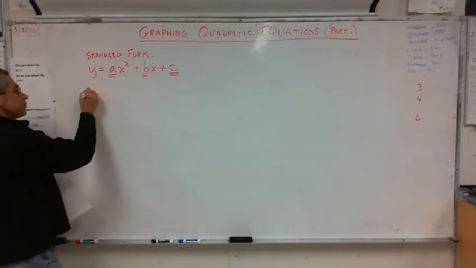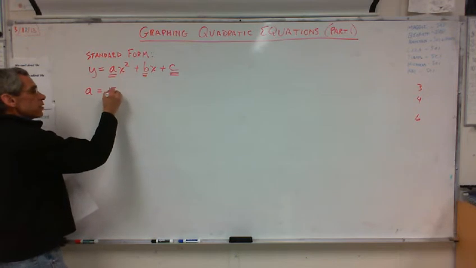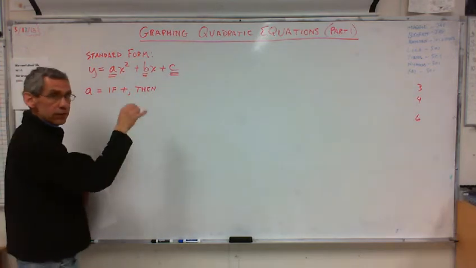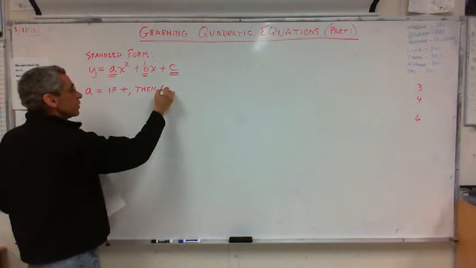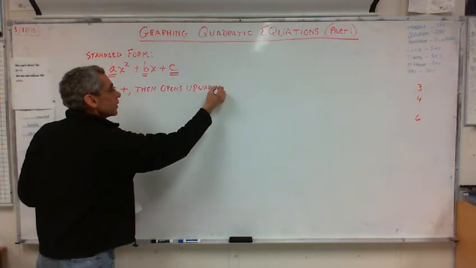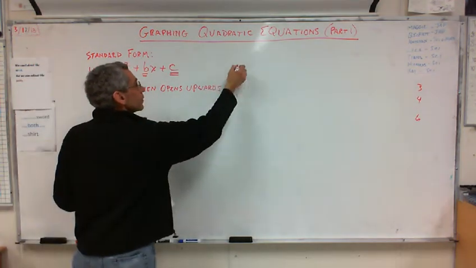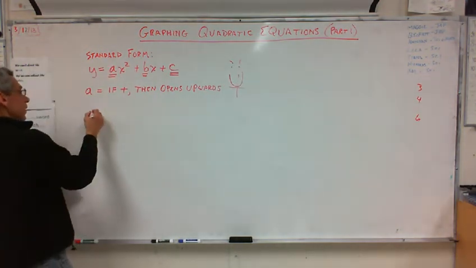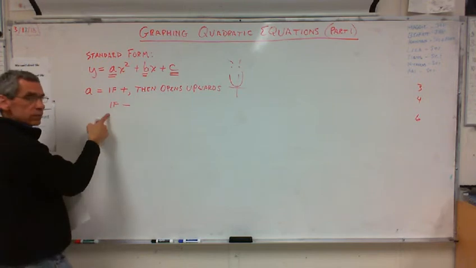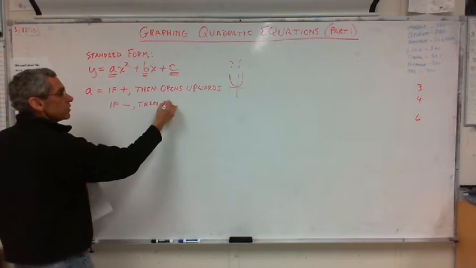The a, if the a is positive, then happy smiley face, it opens upwards, right? So, like this, smile. And then if a is negative, you understand the way I'm writing this? If negative, then it opens downward.